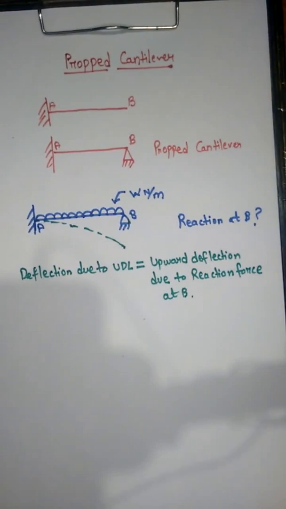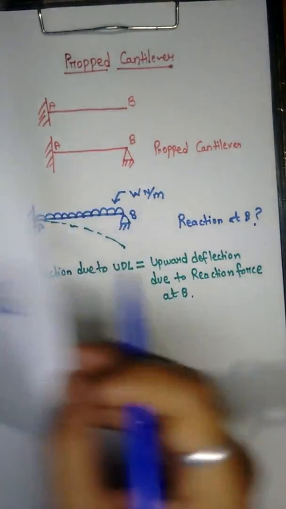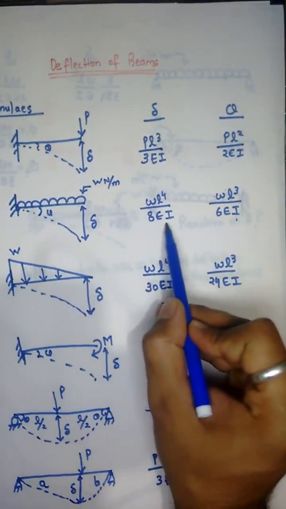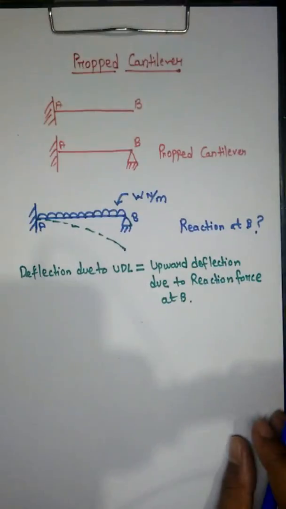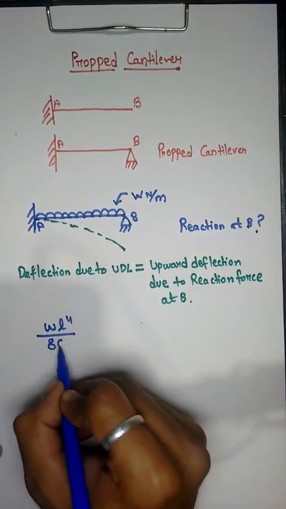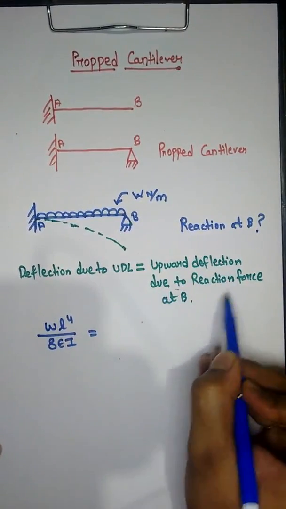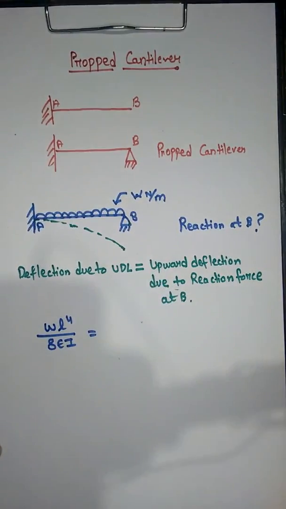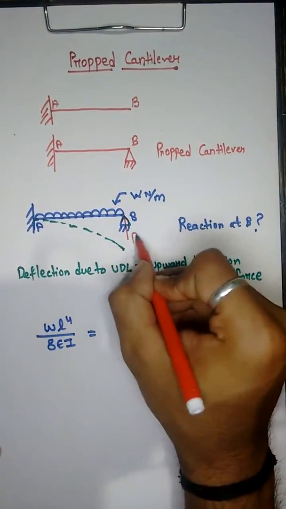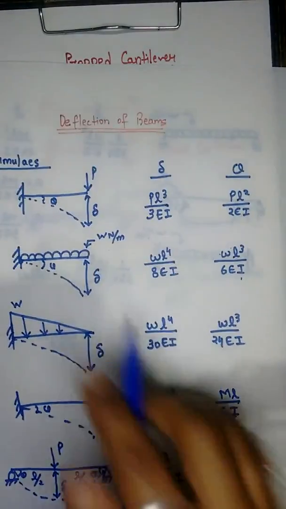What is the deflection due to UDL? Deflection due to UDL is WL to the power 4 upon 8 EI. So WL to the power 4 upon 8 EI is equal to the upward deflection due to reaction force at B. Reaction force will be in the upward direction. So let us say this is RB.